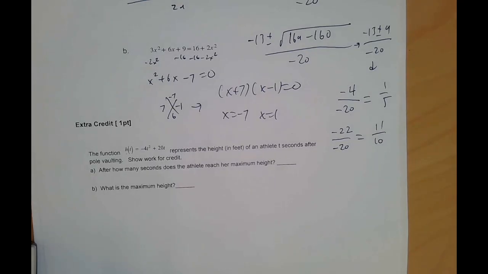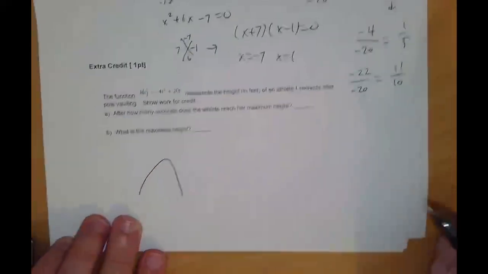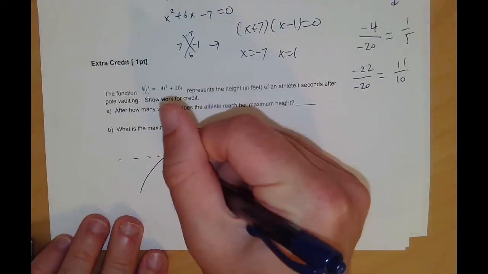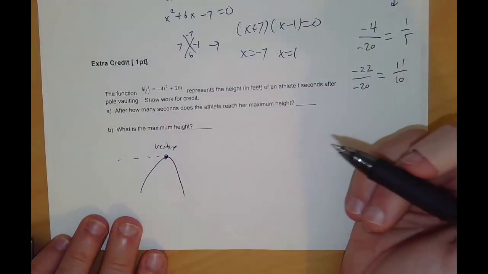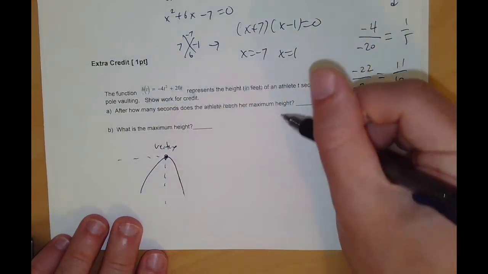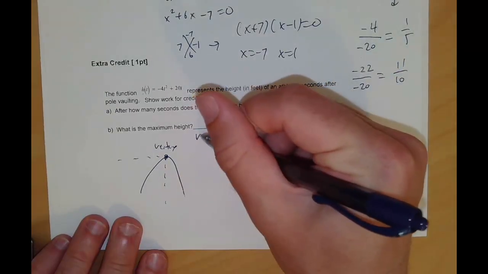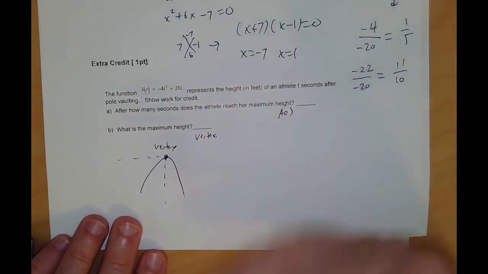Okay, last one. We have this function that represents the height of an athlete after pole vaulting. It says how many seconds does it take the athlete to reach her maximum height, and then what is the maximum height. The way that you want to picture this is it's a parabola, and so this point is like her peak. It's also called the vertex, right? So what this is really saying is, what's the x value of the vertex, or this is the axis of symmetry. And this is really kind of asking what the vertex y value is. Does that make sense? So we just need to find the vertex.